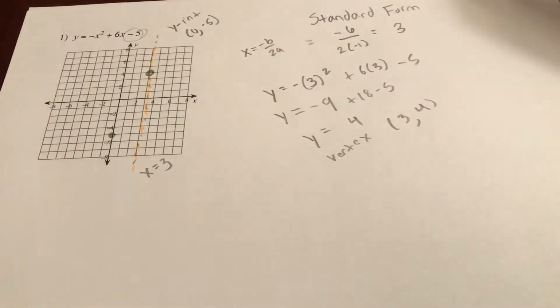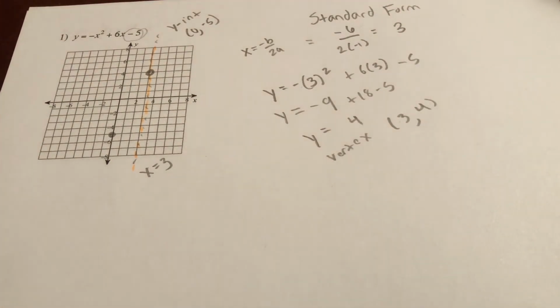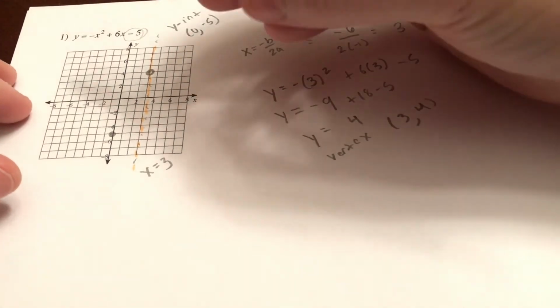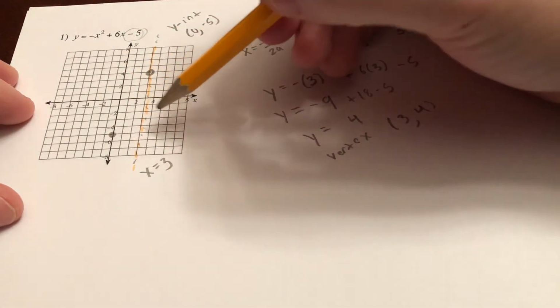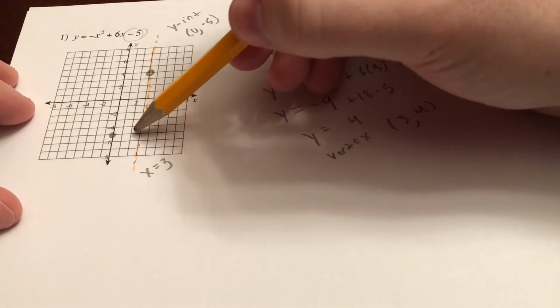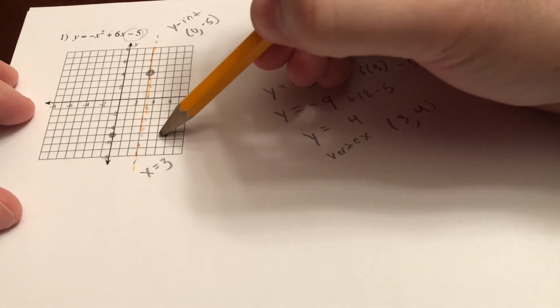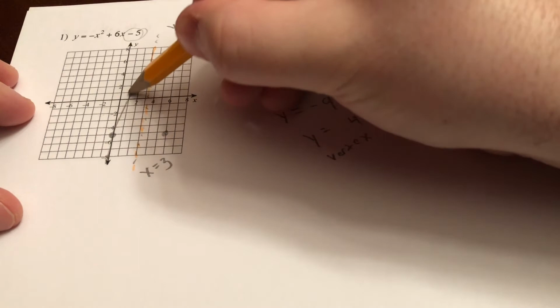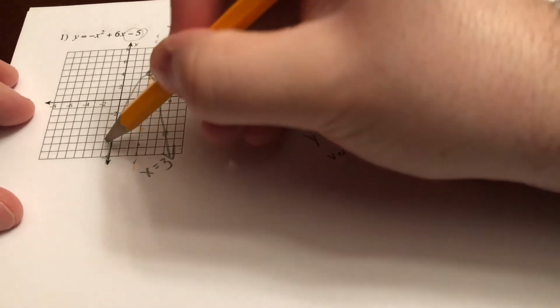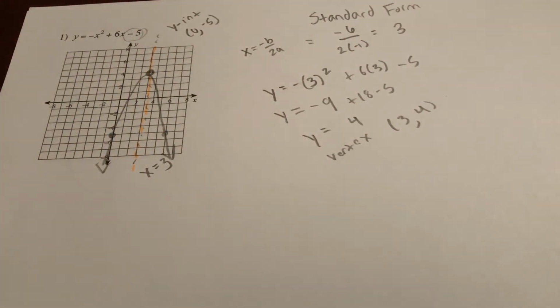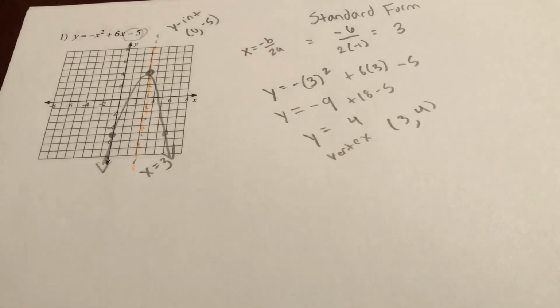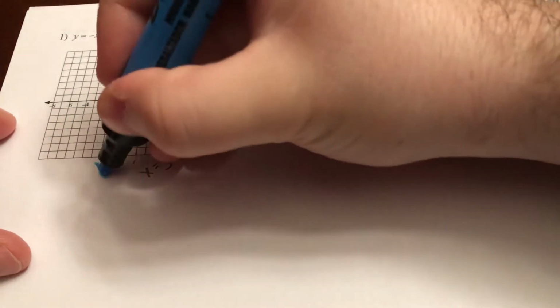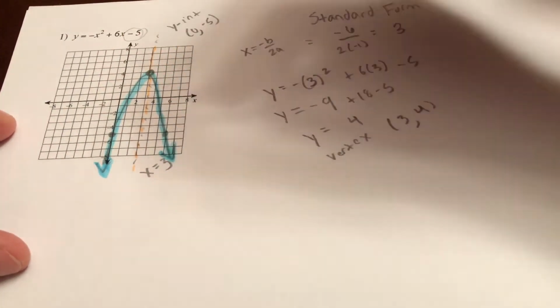Okay, so since quadratic functions are symmetrical, we can just take this point and reflect it. So it's 1, 2, 3 away. I'm going to go 1, 2, 3 the other way. I'm going to connect my points. And there's my graph for the quadratic function.